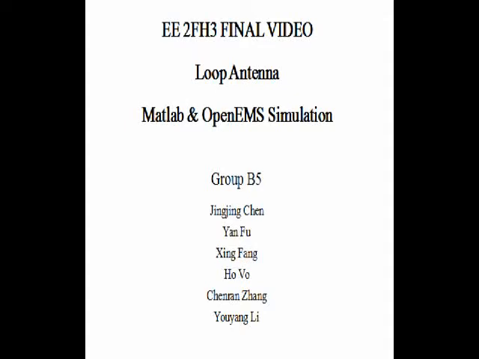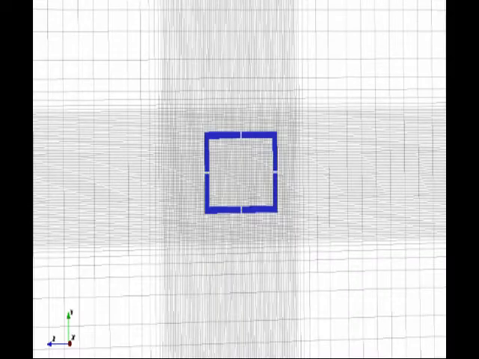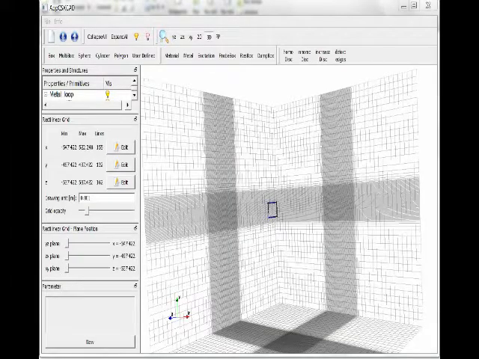The project that we did is the loop antenna. The loop antenna should usually be a circular loop. To simplify the problem, we chose a rectangular loop. Therefore, in MATLAB, we choose to have the rectangular shape instead of the circular shape.